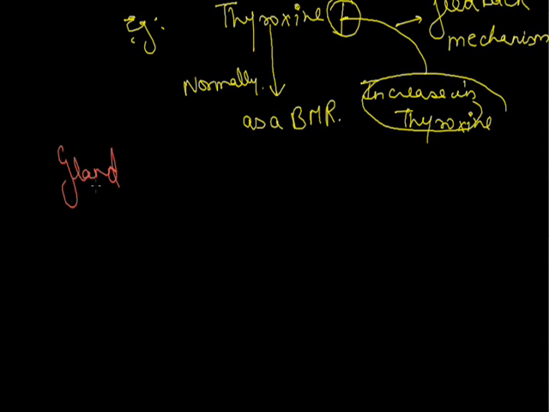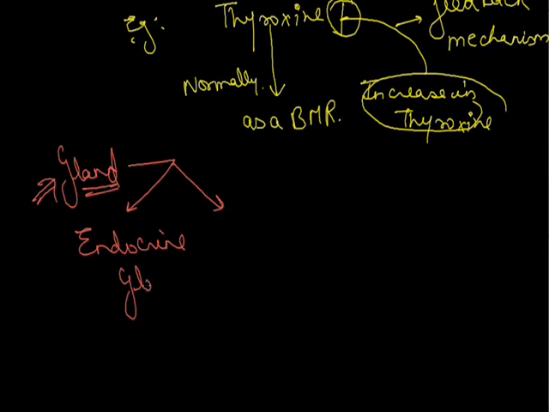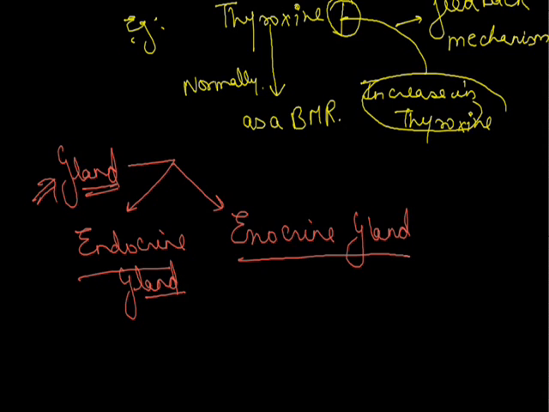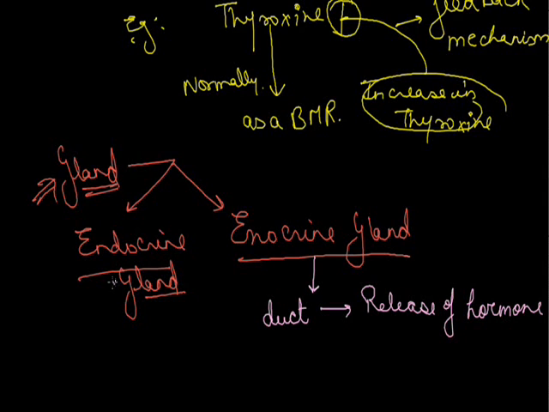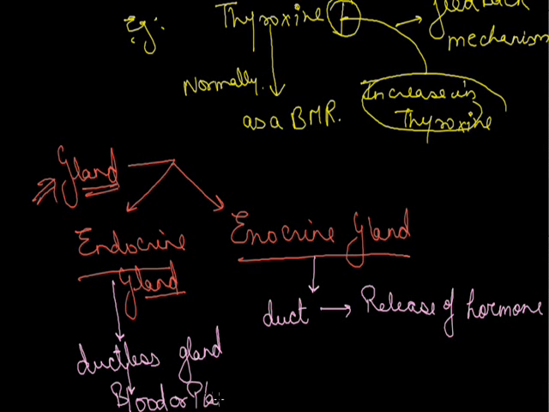Glands are further of two types, endocrine gland and exocrine gland. An exocrine gland requires a duct for the release of its secretion, whereas an endocrine gland is ductless and releases its hormone directly into the blood or plasma.